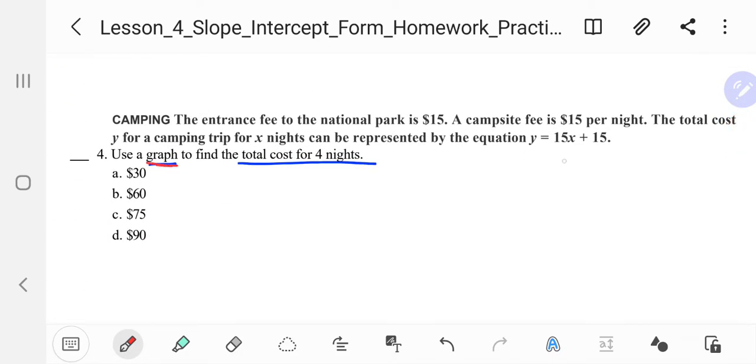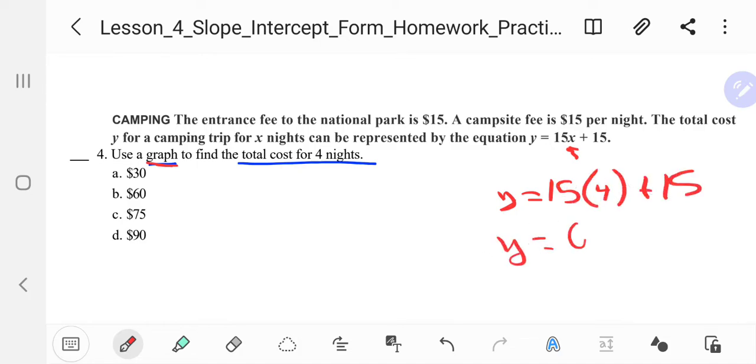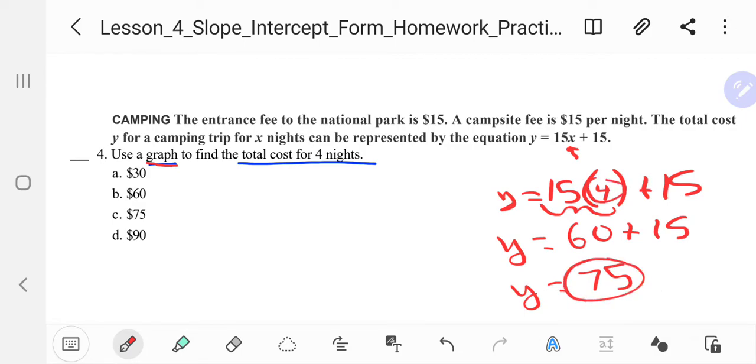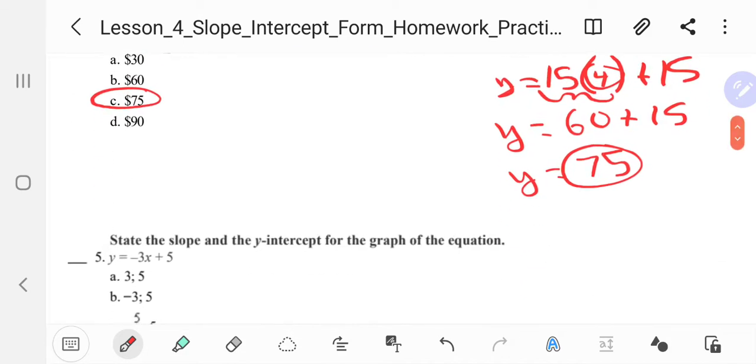All right, or we can just say, well, X represents the number of nights, so Y equals 15 times 4 plus 15. Y equals 60 plus 15. I'm just simplifying. And Y equals 75. Okay, when I plug in 4 for X, I get Y equals 75. So that's $75 right there.